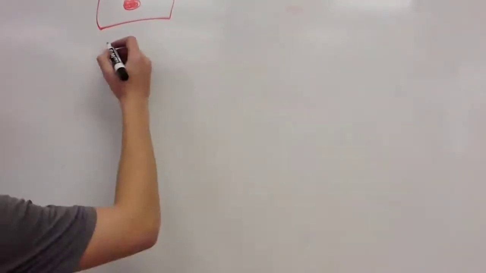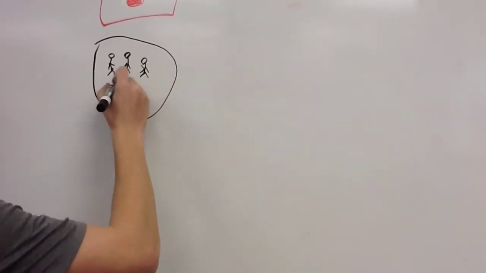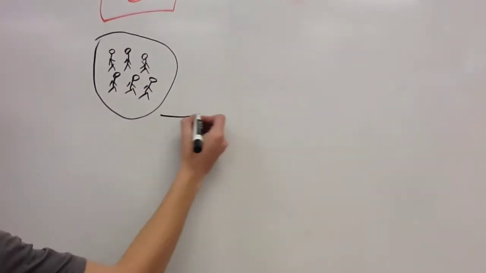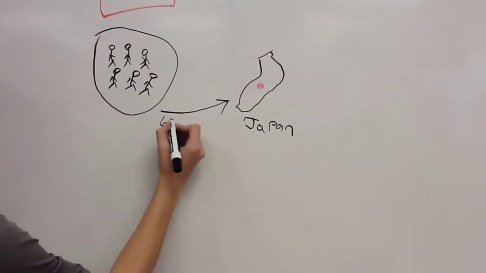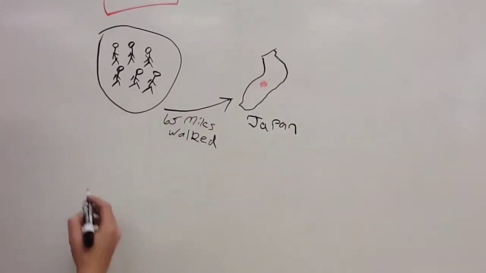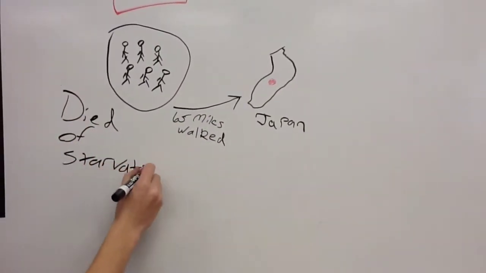In addition, Japan took nearly 70,000 American and Filipino soldiers. They were forced to walk 65 miles to a prison camp. Many died of starvation, disease, and violence along the way.